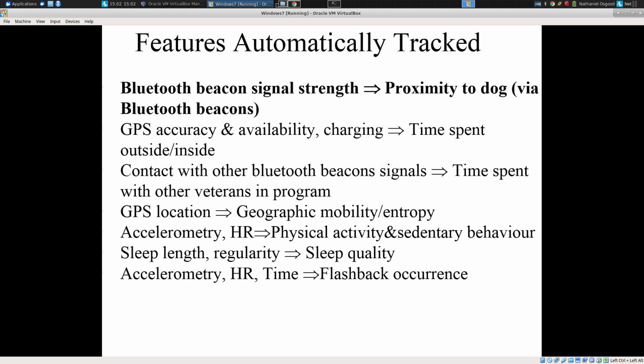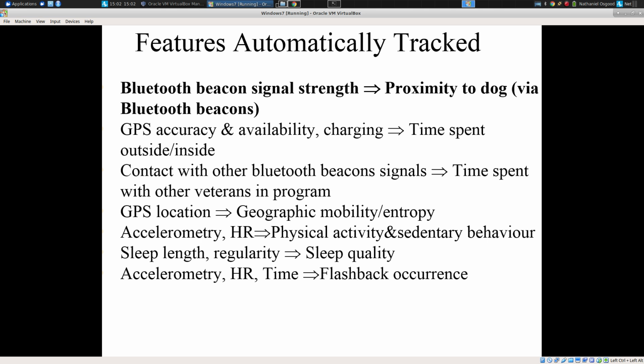For Bluetooth beacon signal strength, we know how much time they spent with the dog. GPS accuracy and availability and charging time, we can approximate how much time they spend inside and outside. Contact with other Bluetooth beacon signals from other veterans gives time spent with other veterans in the program with their dogs. GPS location, and by the way, we could have given Bluetooth beacons specifically to the other veterans to carry in the way I showed you, to be detected separately from their dogs.